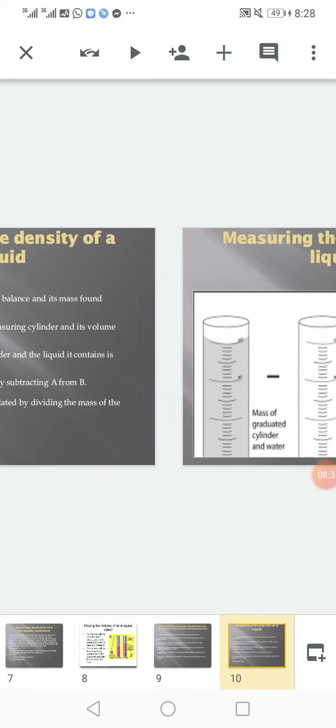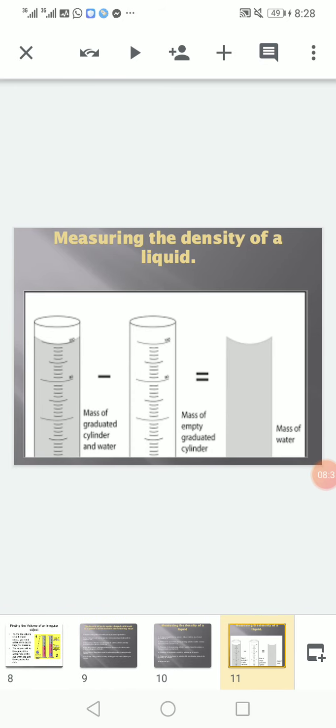This slide slightly shows us how to find the volume of any object. First, you look at the mass of the graduated cylinder and water.